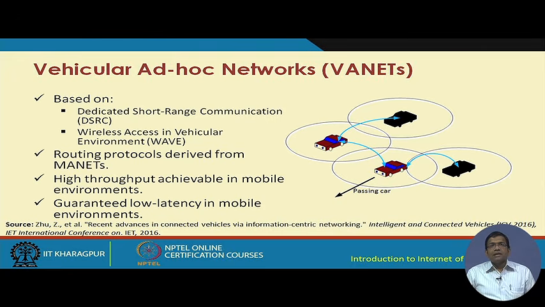but here you have different types of characteristics than MANETs. All these routing protocols are basically derivations from MANETs, but again they are different by taking the typical features of vehicular networks into account: how the vehicles ply on the road, on highways and so on, and how they communicate with the roadside infrastructure. So, high throughput is achievable in mobile environments using VANETs, and also low latency can be guaranteed in mobile environments in VANETs.